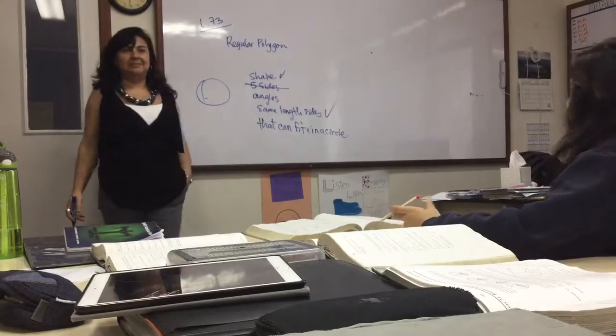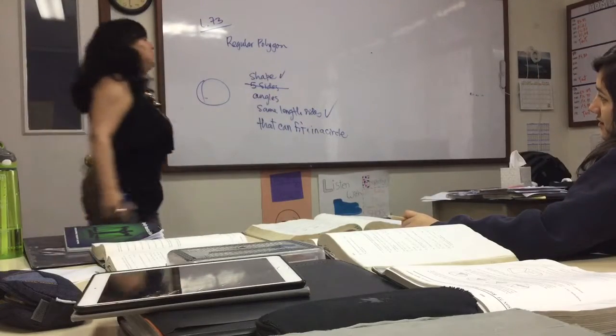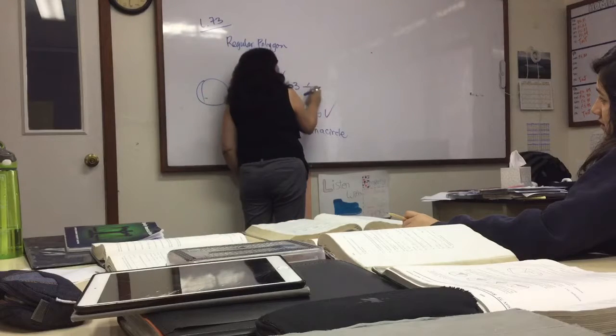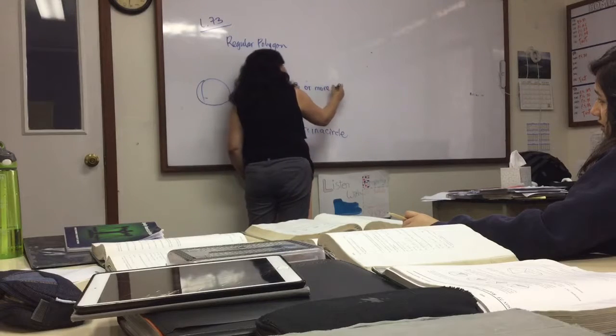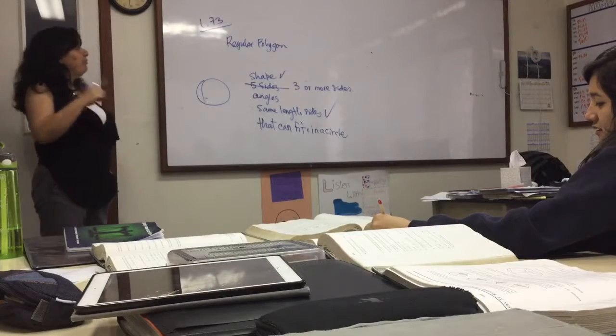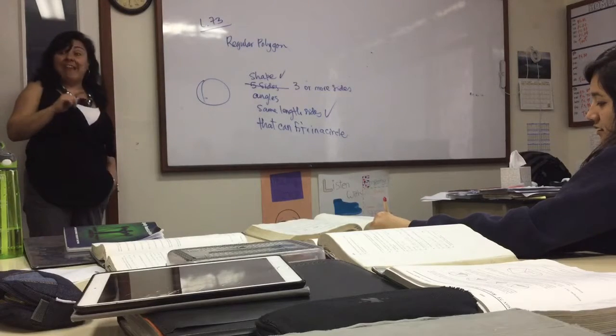It could be from 3 to 6 sides. It could be more. So it can't be 8. It could be 3 or 12, 3 or more. Okay, now we're getting somewhere. 3 or more sides. Very good. A shape with 3 or more sides that have angles.